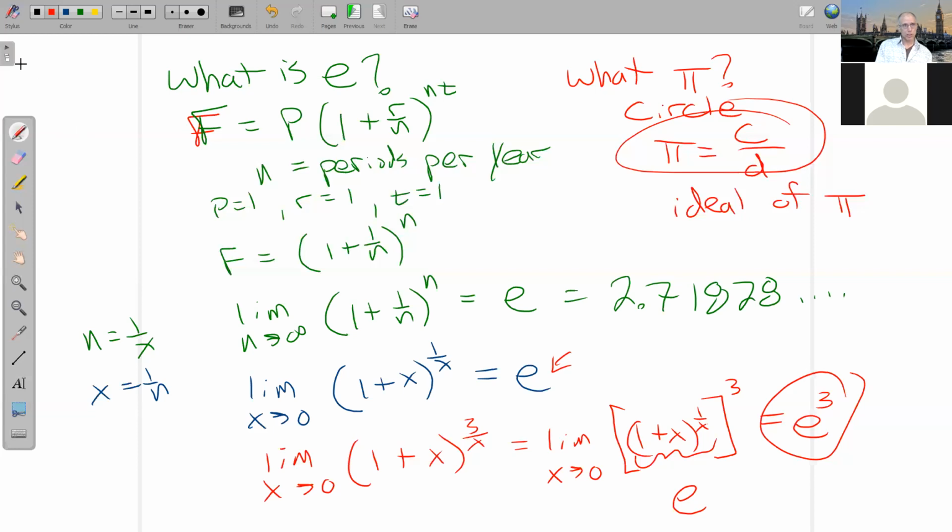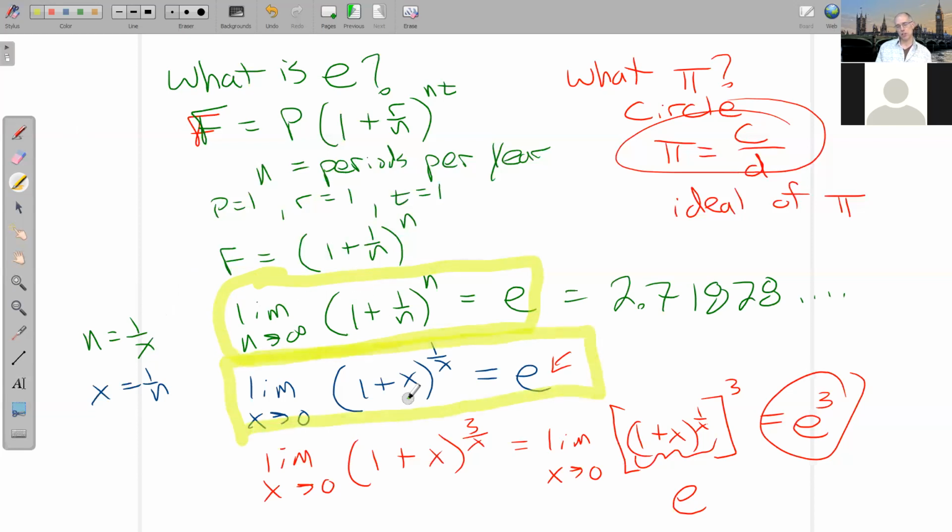So what's my point here? My point is, where does e come from? e comes from either this limit right here, or this limit right here. And there's a bunch of different limit definitions for e. Here are two versions of them. Here's another one.